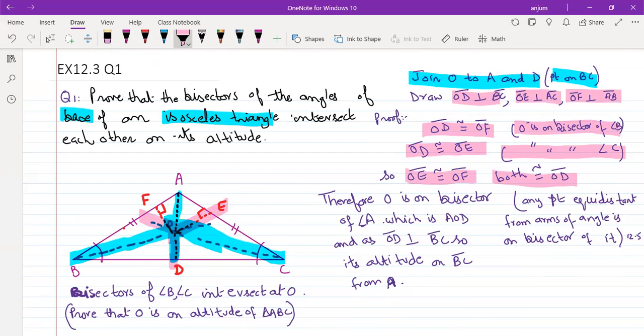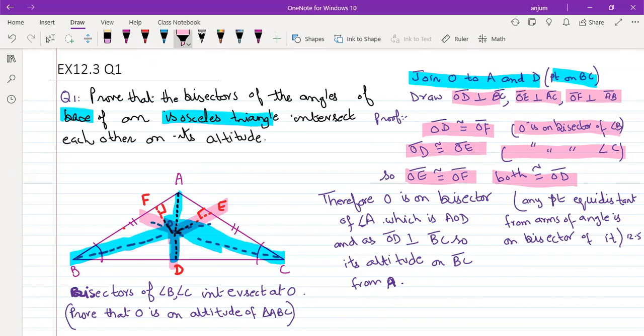From this result, as we can see in the figure, if OE and OF are congruent, we have reached the result that there is some point O which is equidistant from the arms of the angle A, and so this point O is on the bisector of it. Therefore, O is on the bisector of A. It is proved that O is on the bisector of angle A, which is a part of line AOD.